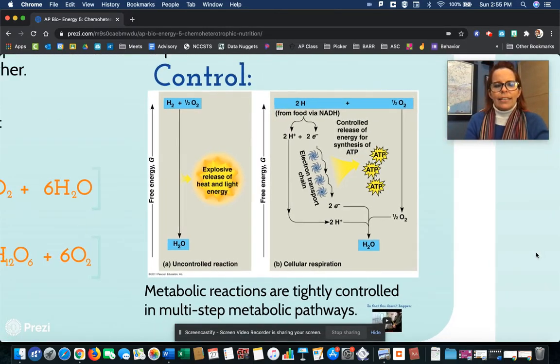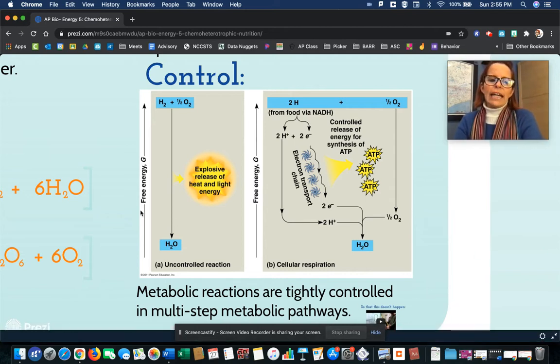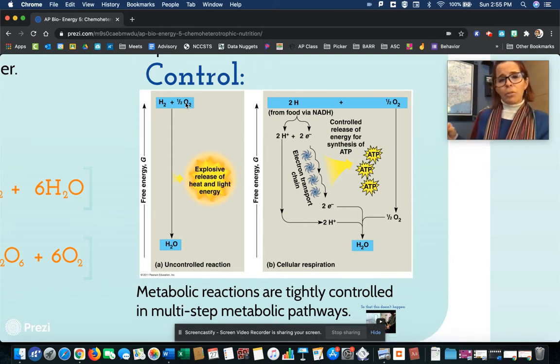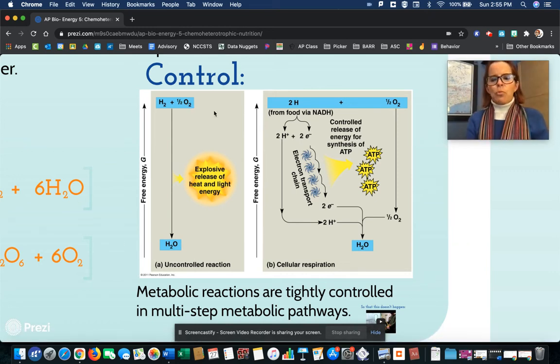Next, why can you? Oh, it does say control. I'm sorry. I couldn't see the top of it. I'm being clueless. Okay. So this diagram, please look at this diagram carefully. It's talking about free energy on the side, and it's talking about if we moved directly from combining hydrogen and oxygen, which is what we're going to do at the very end of cell respiration, we're going to end up combining those to make some water. If we did that in one step, we would have an explosion of heat and light. And that would be very bad to have an explosion of heat and light inside of our bodies.